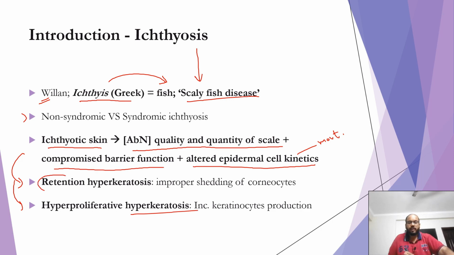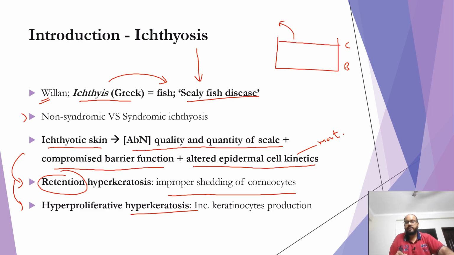In retention type of hyperkeratosis, there is improper shedding of corneocytes. We all know that when a cell moves from the basal layer to the corneum layer, eventually the cells will shed off. They will fall off layer by layer, single cell by cell. If this shedding does not take place, the corneocytes will get accumulated, because they're not able to move freely. When these are accumulated, they are retained, and that is why this is known as retention hyperkeratosis.